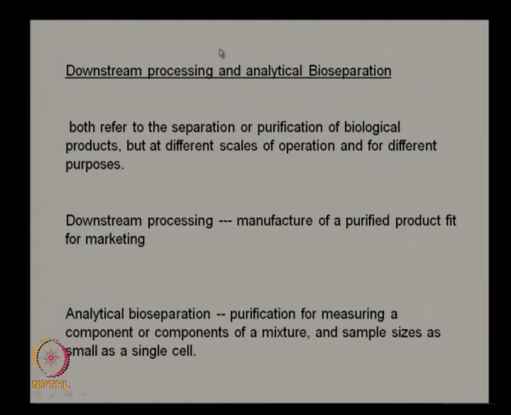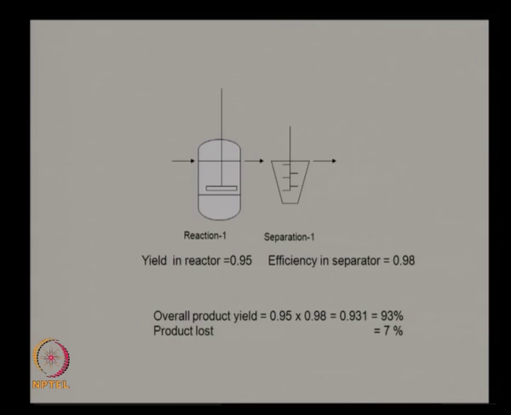So in downstream processing you are manufacturing a product, so the scale of operation is very large, whereas in an analytical bio separation you use similar separating techniques, but the idea is you are isolating a small product from a very large quantity of material, and you are going to study its properties in the lab, you are going to do certain experiments with that particular biomolecule. So the scale of operation is very different. That is the difference between an analytical bio separation and downstream processing.